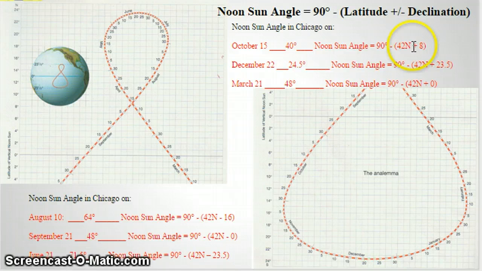So 42 north, it's on the opposite hemisphere, so I add them. 42 plus 8 is 50. 90 minus 50 shows me that it's 40 degrees. So the noon sun angle on October 15th is 40 degrees. And that's 40 degrees above the horizon. And that would be the sun's zenith.